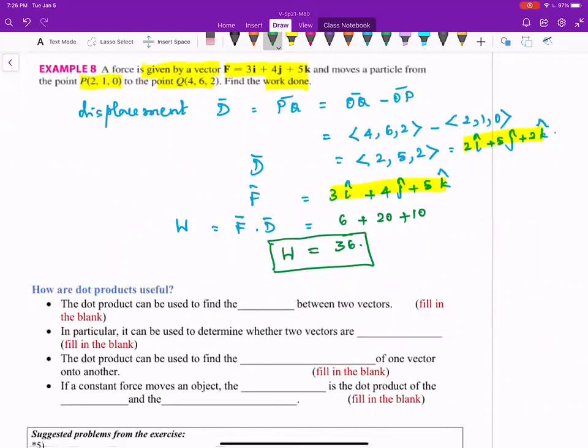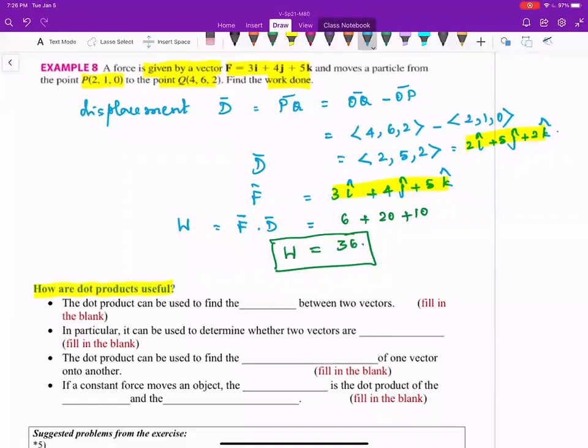Now, what are some of the uses of this dot product? The dot product can be used to find the angle between two vectors. How? We know that if theta is the angle between the two vectors, then cosine theta is a dot b over the length of a times the length of b. That's how we determine the angle.